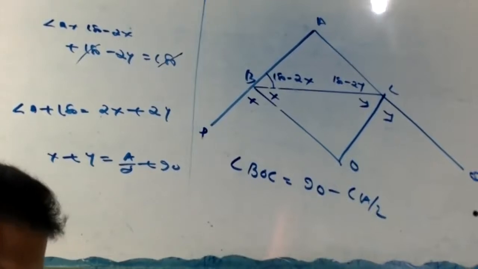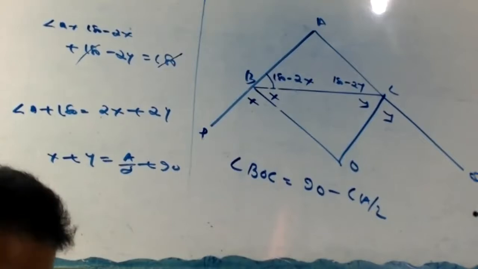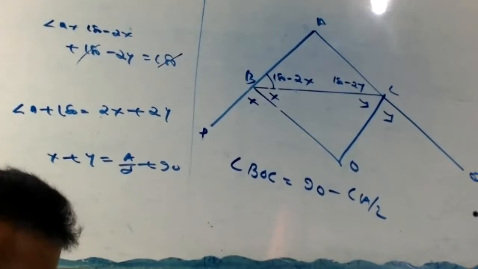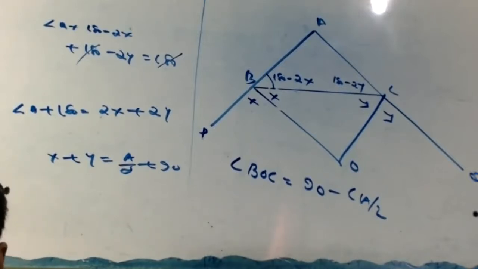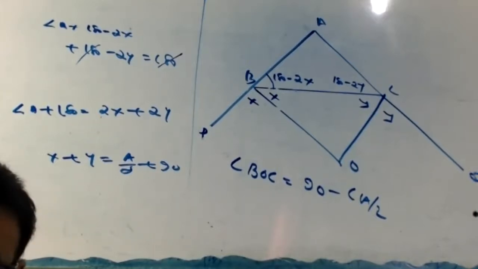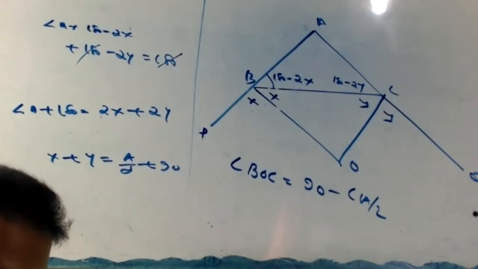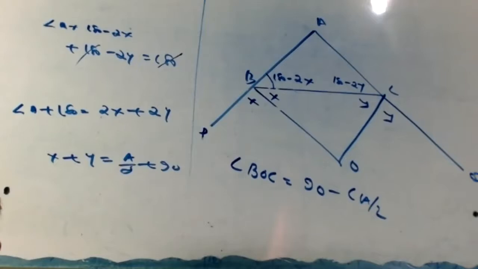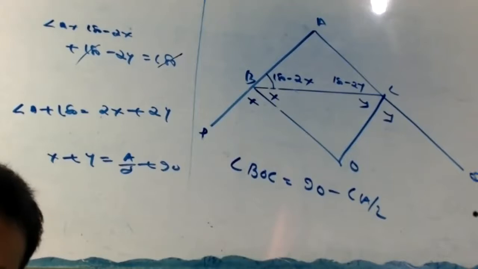Okay, next line, continue. The bisectors of angle PBC and QCB intersect at O. Okay, this is clear or not? Check, clear or not.